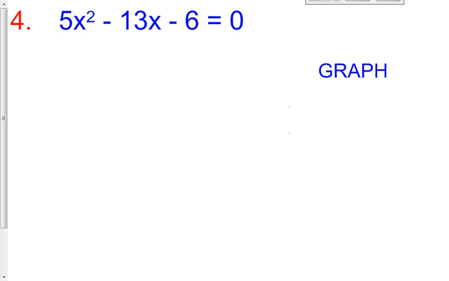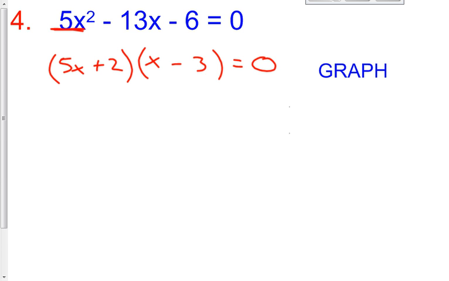All right, number 4. Can we take out a greatest common factor? We cannot. So we just get our two binomials that equal 0. I know that 5x multiplied by 1x is 5x squared, so that takes care of this. Factors of a negative 6 that are going to give you a negative 13. If I have a negative 3 here and a positive 2 here.